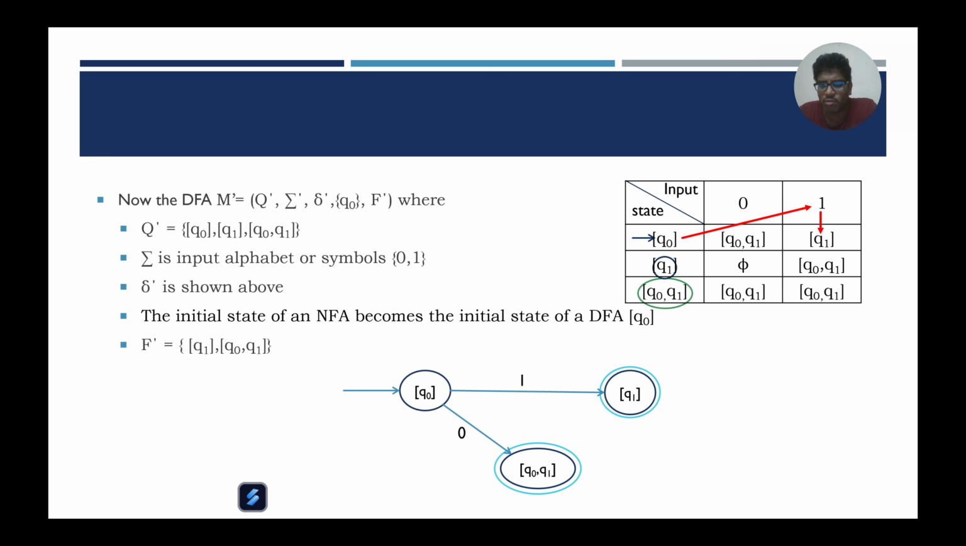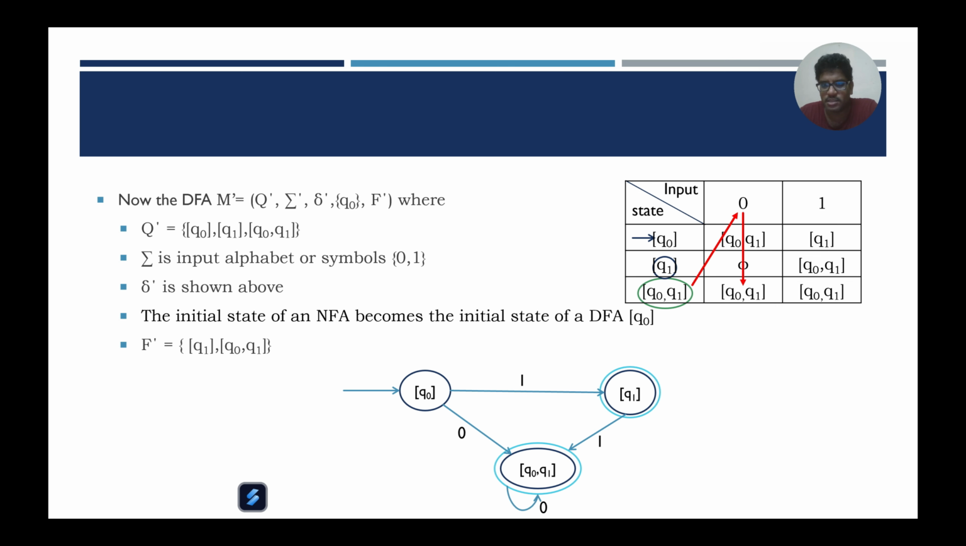Next coming to the Q1 state, Q1 on 0 is 5, which is not a state, empty, leave it. Q1 on 1 moving to the state Q0, Q1. So we have to draw the transition between Q1 and Q0, Q1 with input symbol 1. Next Q0, Q1 on 0 moving to the state Q0, Q1, same state. So we are going to draw the self loop for Q0, Q1 with input 0.